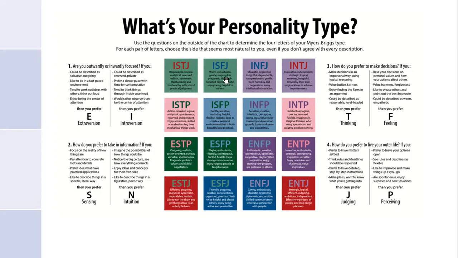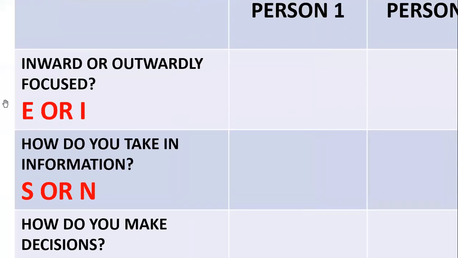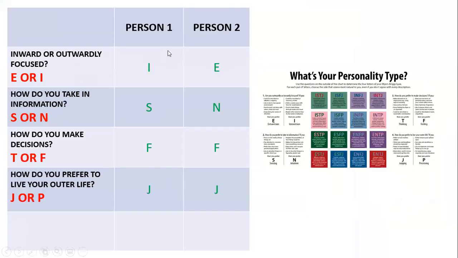warm, considerate, gentle, responsible, pragmatic, thorough, devoted caretakers who enjoy being helpful to others. That's ISFJ. And then we have ENFJ. Let's see what that is. Caring, enthusiastic, idealistic, organized, diplomatic, responsible, skilled communicators who value connection with people. So the overall result, my friends, from what we have just conducted is here. And those are the results.